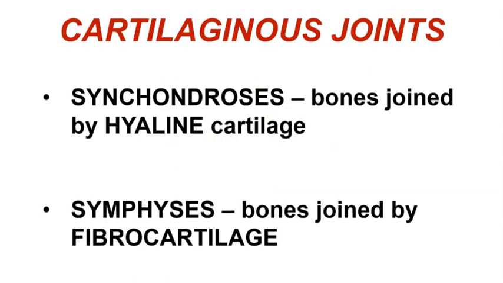We see two types of cartilaginous joints, and we have two terms that imply the type of cartilage found within that particular joint. Synchondroses are the term we use for cartilaginous joints in which the bones are united primarily by hyaline cartilage, whereas symphyses are cartilaginous joints in which the bones are united primarily by fibrocartilage. Now we'll take a look at some examples of where these are located within the body.